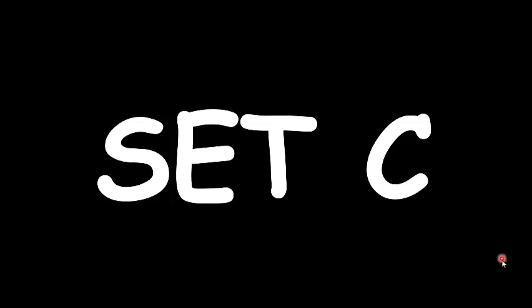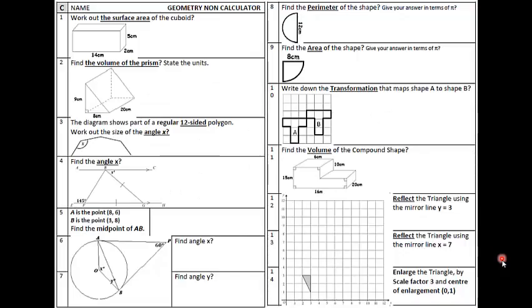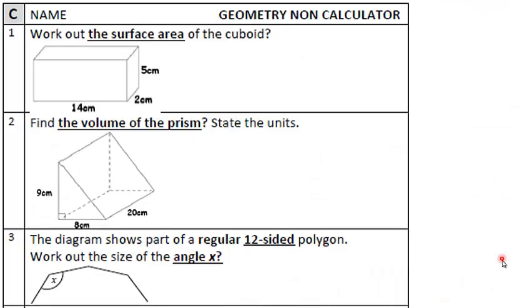So if I click forward. Okay, so here's the sheet. This is what you should be looking at. Let's have a go at this. So the first question says, work out the surface area of this cuboid. This is very similar to sheet A.